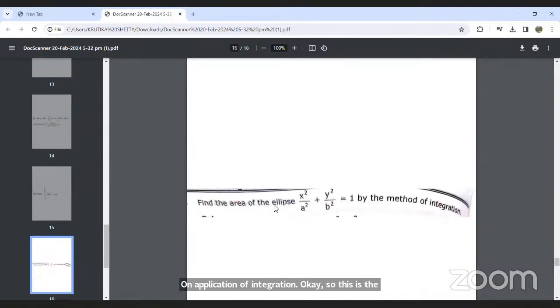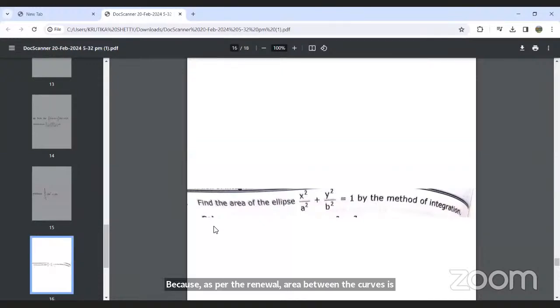Find the area of the ellipse x square by a square plus y square by b square is equal to 1 by the method of integration. For the past 2 years, a very simple question is occurring because as per the reduced syllabus, area between the curves is cancelled.